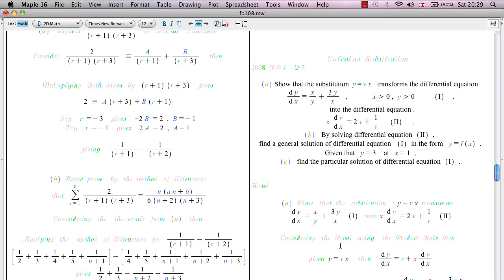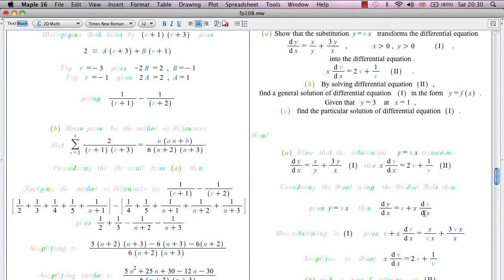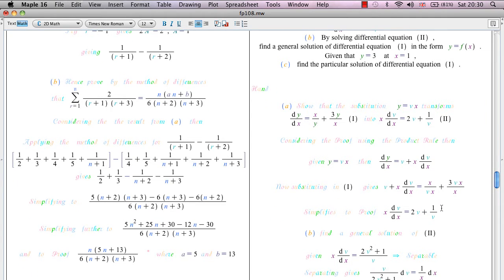Question 7, calculus, substitution. To show the substitution transforms 1 to 2 in A, and then by solving equation 2 to find a general solution of 1 in B, and a particular solution of 1 in C. So differentiating the substitution implicitly gives an expression for dy/dx, and substituting this in equation 1 simplifies to the proof required, equation 2.